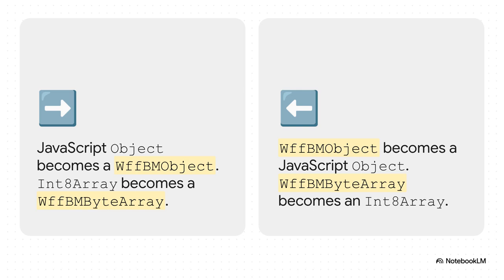When you send a standard JavaScript object from your client, it just arrives on your Java server, neatly packaged up as a wffbm object. The same thing happens in reverse. You return a wffbm object from your Java method, and poof, it materializes in your JavaScript callback as a standard, easy-to-use JavaScript object. It even handles binary data for you, converting between JavaScript's int array and the framework's wffbm byte array without you having to do a thing.